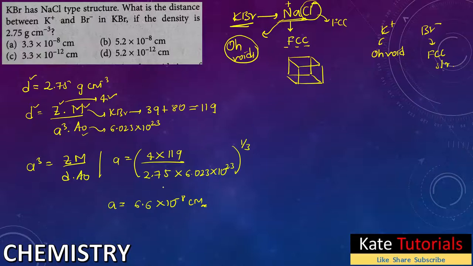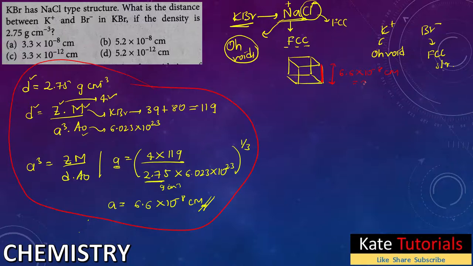How did it come in centimeter? Because the density is in gram per centimeter cube, so if I calculate the length a, I will get it in centimeter. This is an applied question of solid state. Unless you know the basics, you may feel this to be difficult, as it is a JEE Advanced question. So a is the edge length, 6.6 into 10 to the power minus 8 centimeter.